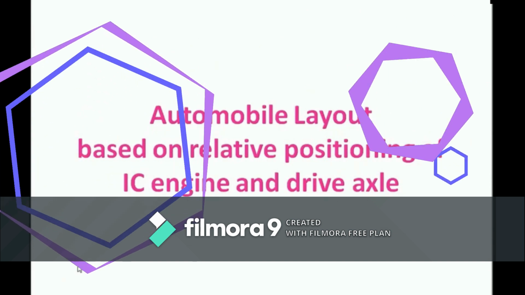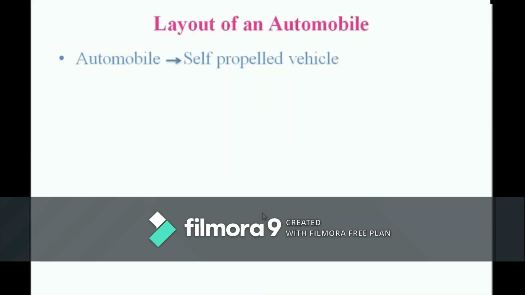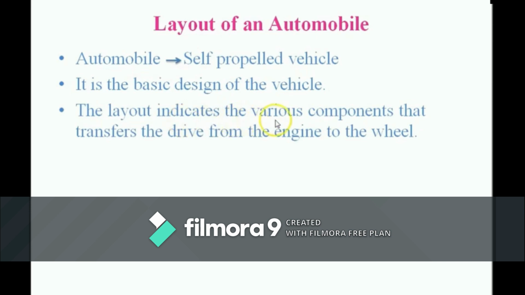Everyone, in this session we are going to discuss the automobile layout based on relative positioning of the IC engine and the drive axle. Before we start, let's see what an automobile is. The automobile is a self-propelled vehicle in which the power is developed within the vehicle itself. So the layout of an automobile is the basic design of the vehicle in which the various components transfer the drive from the engine to the wheel.